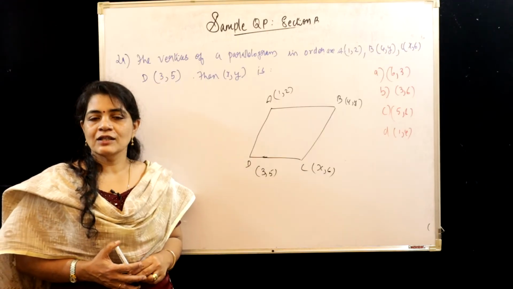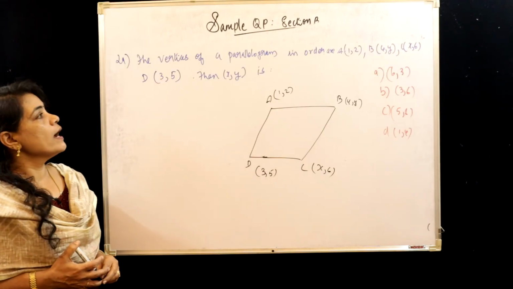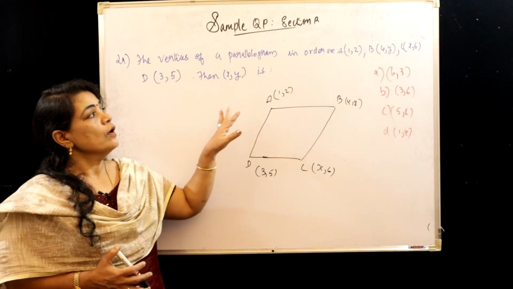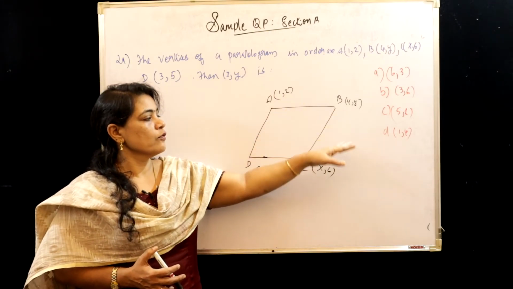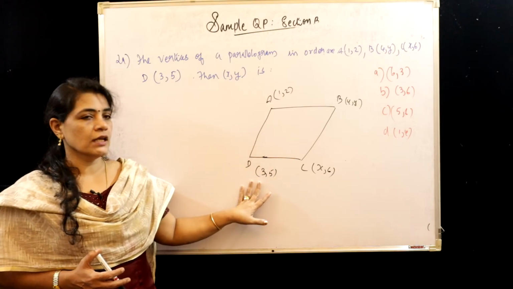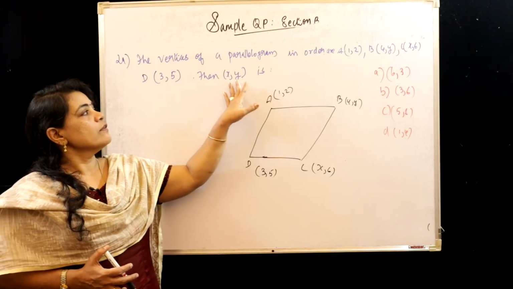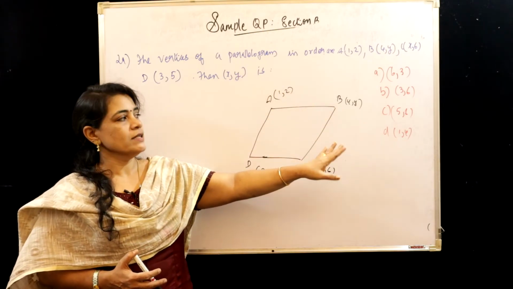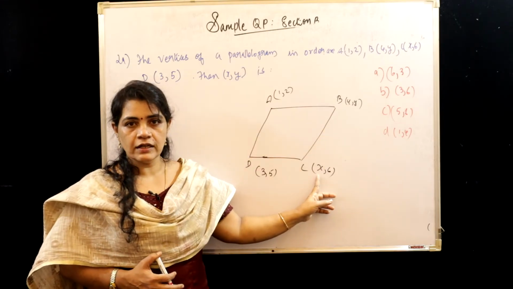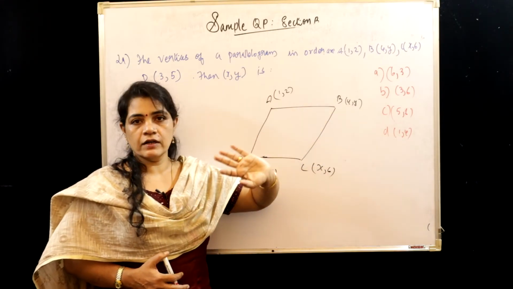Now the 29th question. Here the vertices of a parallelogram in order are A(1, 2), B(4, y), C(x, 6) and D(3, 5). Then what can be x and y? That means here x comes in the C vertex and y comes in the B vertex.